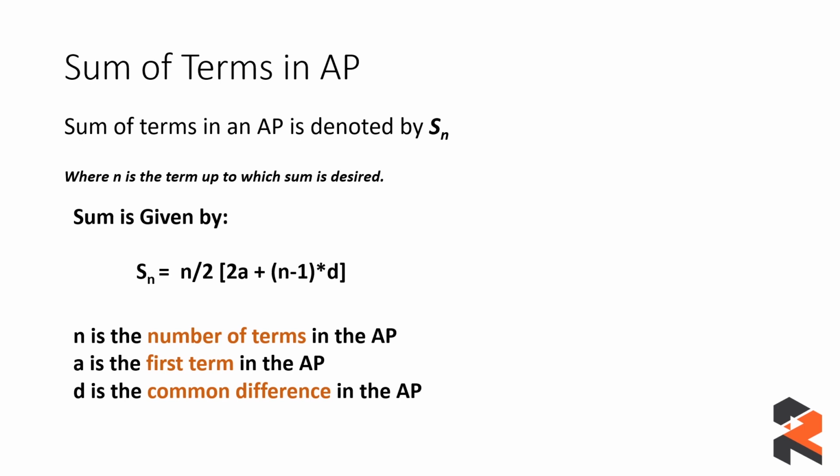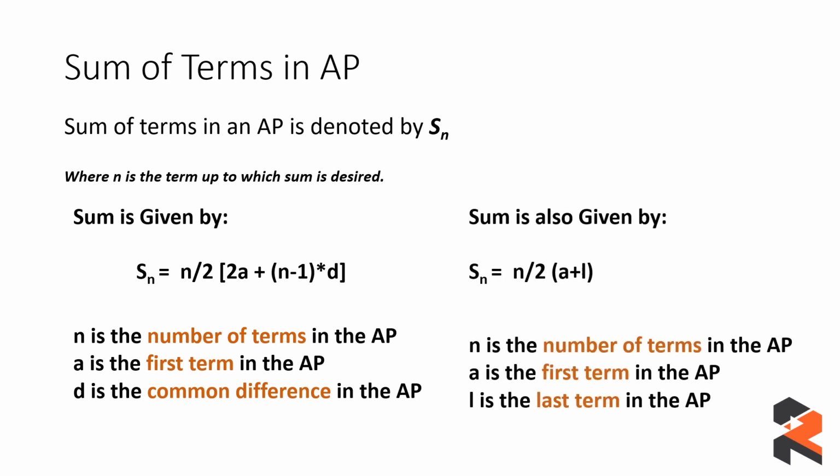So the sum is given by S of n, which is equal to n by 2 times (2a plus (n minus 1) times d), where n is the number of terms in the AP, a is the first term in the AP, and the common difference is denoted by d, as we saw in the previous slide. Similarly, if you have the first and the last term of your AP, then the sum is given by n by 2 times (a plus l), where a is the first term and l is the last term.